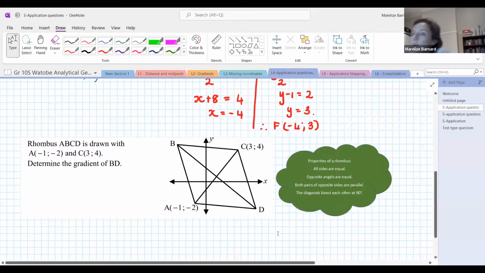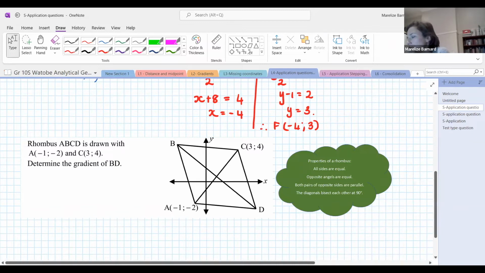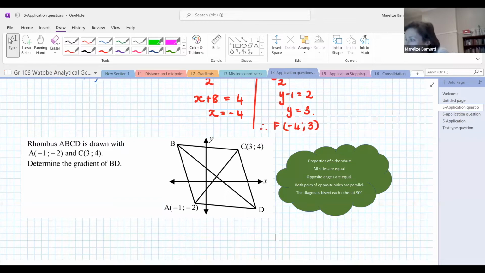Okay, so what do we know about the diagonals of a rhombus? Pop it in the chat. What do we know about the diagonals of a rhombus? Guys, this is not something you have to think about a lot. It is in the green bubble. They're bisected at 90 degrees. There we go.